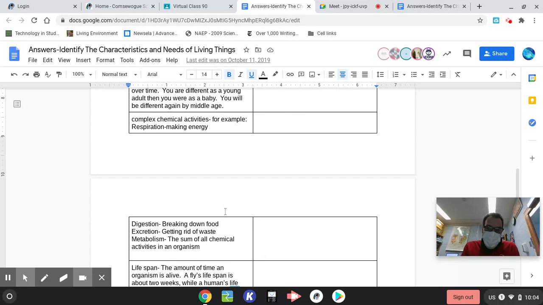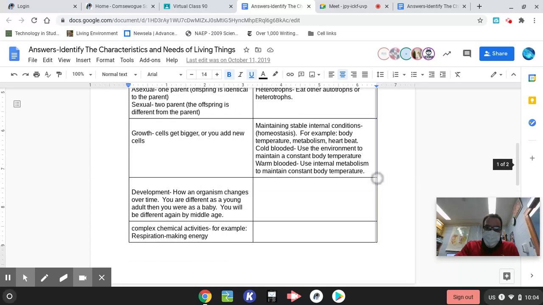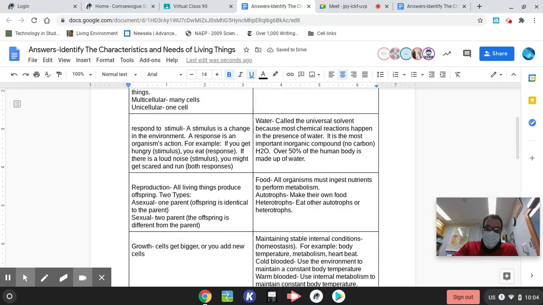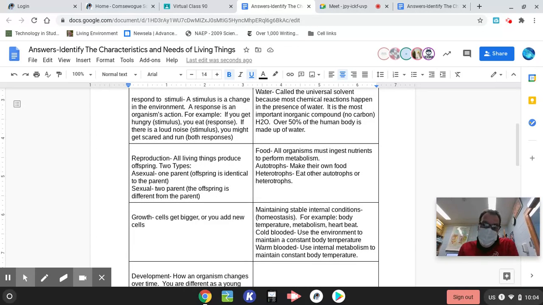Excretion, when you get rid of waste, you have to have a certain amount of water to be able to do that. So water is very, very important for living things. Food. Food is not the same for all organisms, but you must get some kind of nutrients. And I don't use the word eat because eat means you have a mouth and you're chewing and swallowing, and things don't do that.